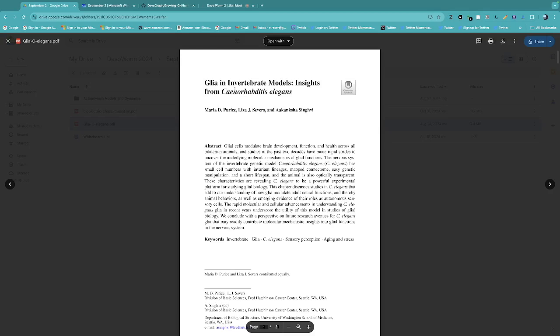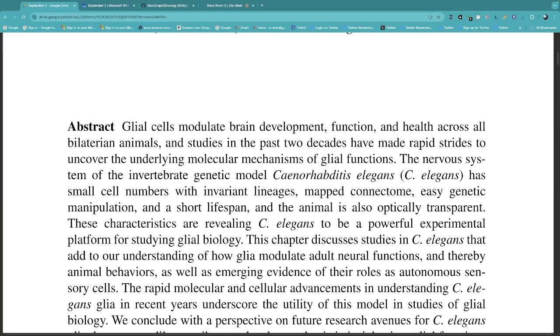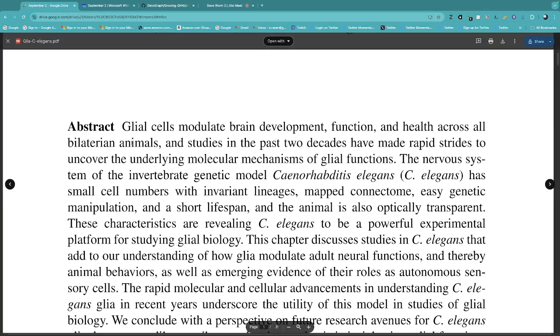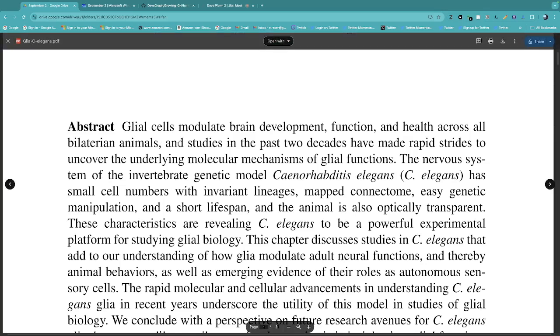So this really talks about glia in invertebrates, but also with respect to the C. elegans connectome. The abstract reads, glial cells modulate brain development, function, and health across all bilateral animals, which are the animals that we know, with a left and a right that are mirror images, more or less. And studies in the past 2 decades have made rapid strides to uncover the underlying molecular mechanisms of glial functions.